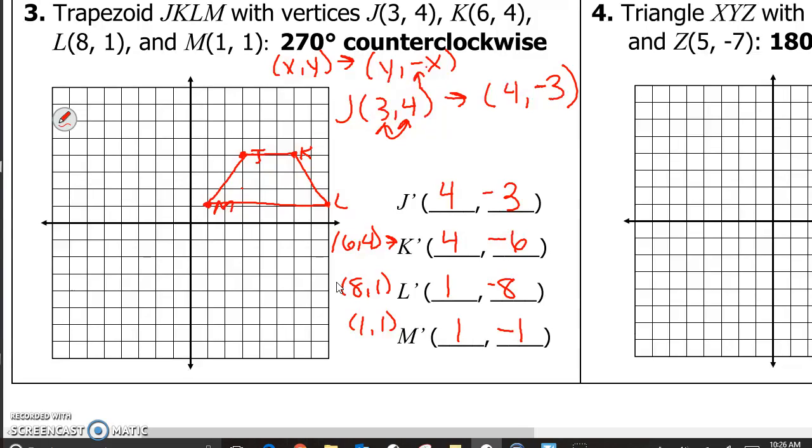Okay, so our new figure we've got is J at 4, -3. K is 4, -6. L is 1, -8. M is 1, -1. And now we've rotated that 270 degrees, following those rules.